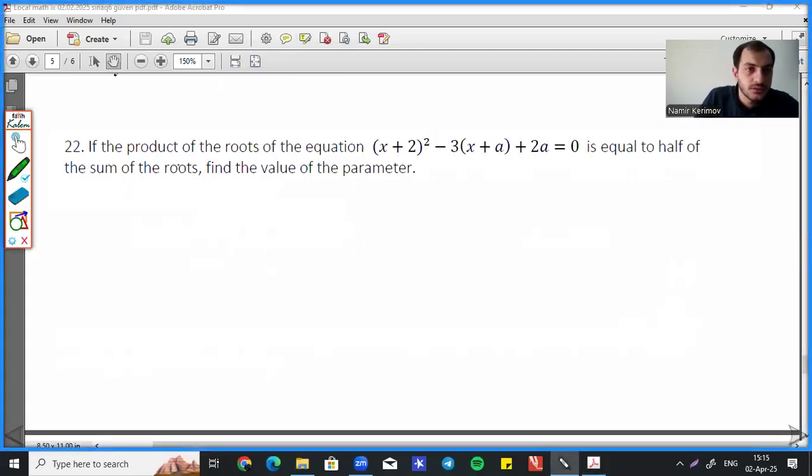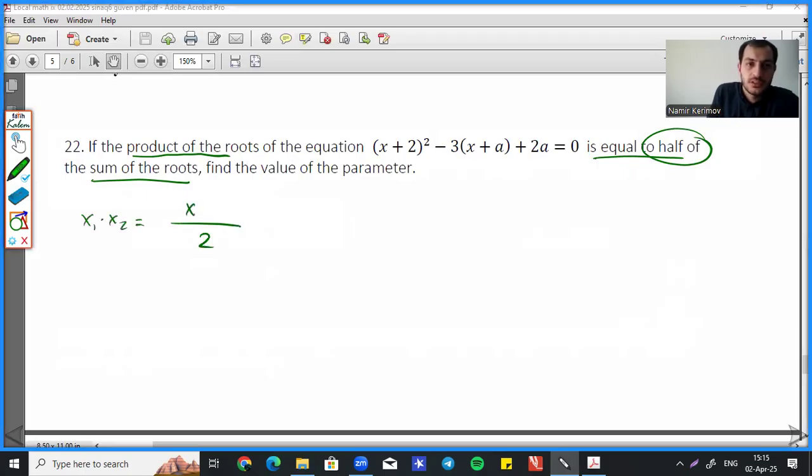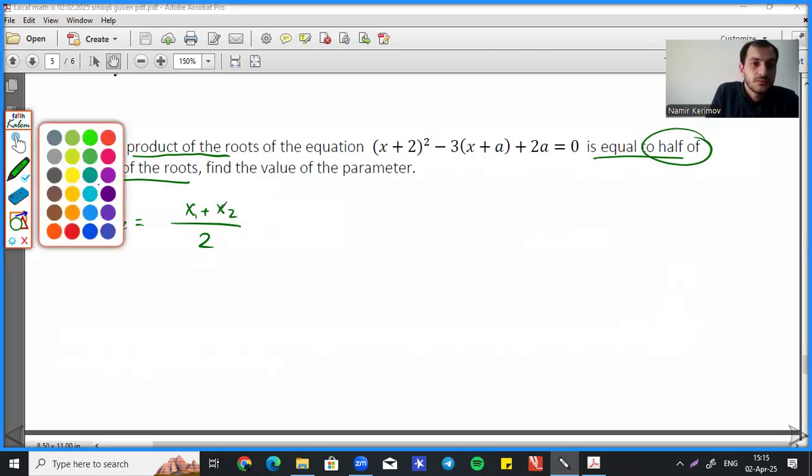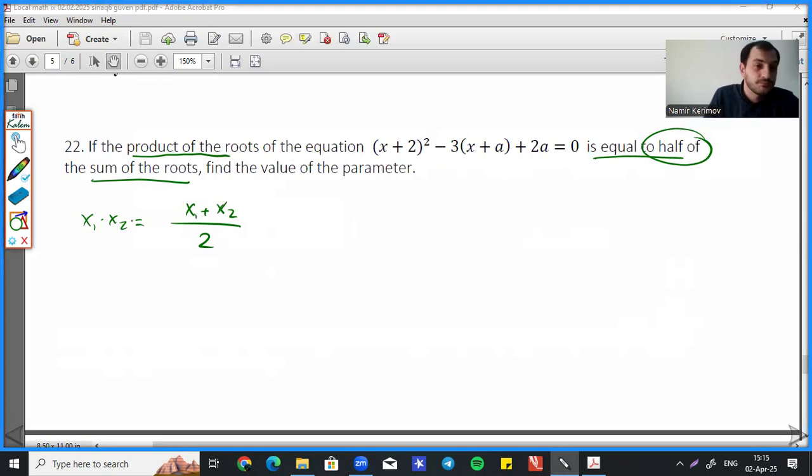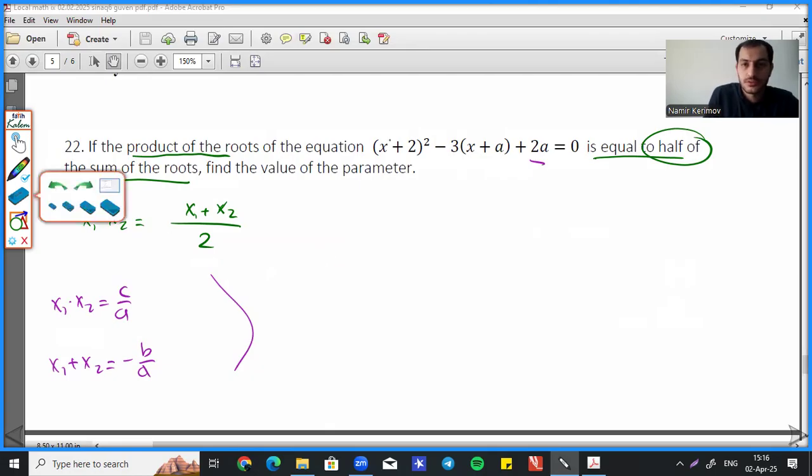So in that question, the product of the roots is equal to half of the sum of the roots. We know that the product of the roots is c over a, and the sum of the roots is negative b over a. So here the product is 2a. Oops. First we should open that.